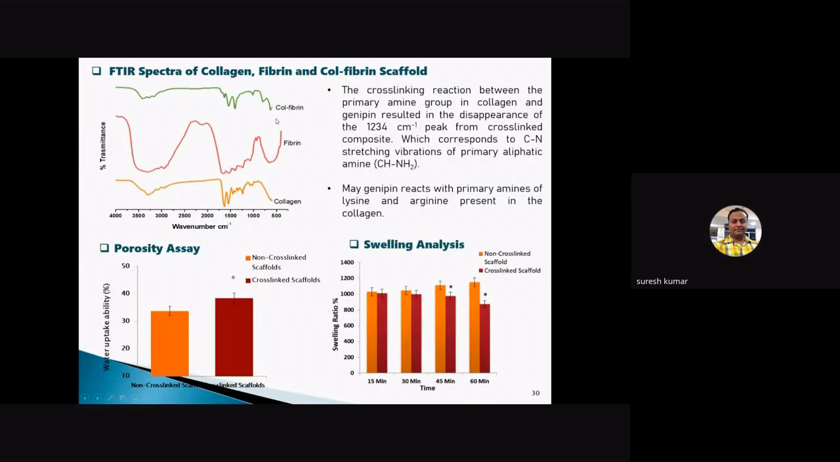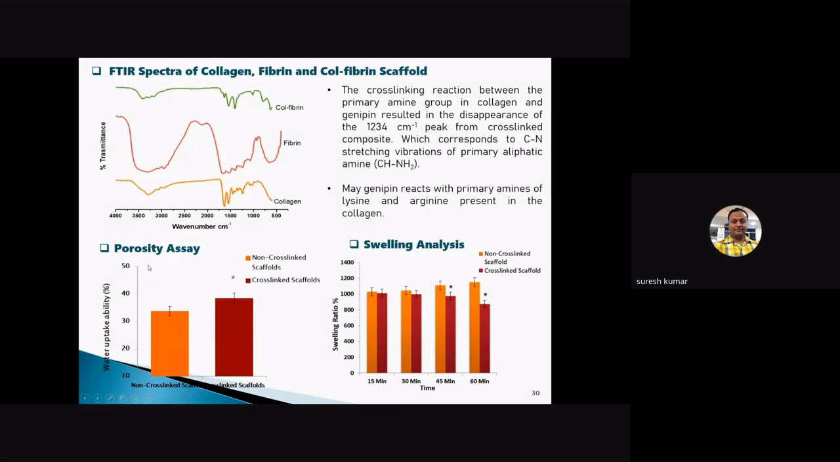As I told initially, we have done previously with the individual components. Once we make it as a fibrin scaffold with the collagen, fibrin, and the collagen alone, we have done a FTIR analysis to make sure the functional groups have been properly present. One of the important in vitro analyses we have done is porosity and swelling. These two important parameters play an important role when we do in vitro analysis.